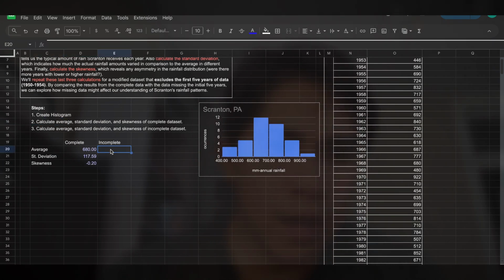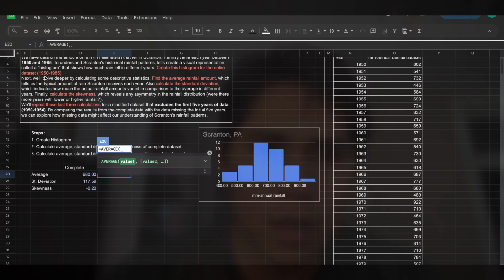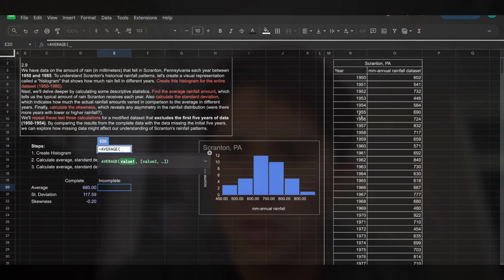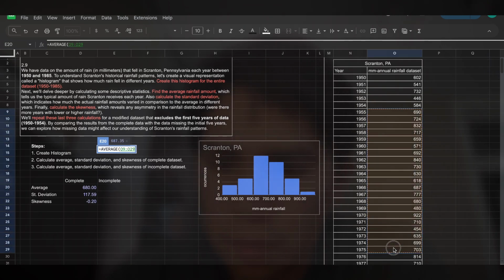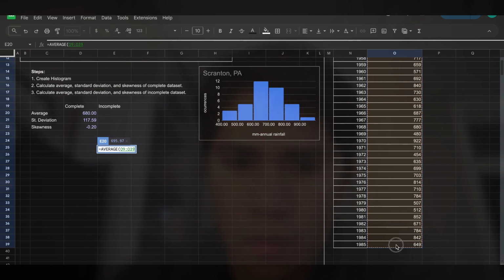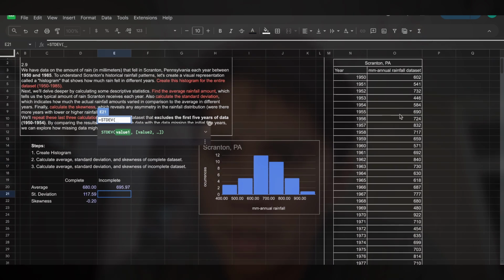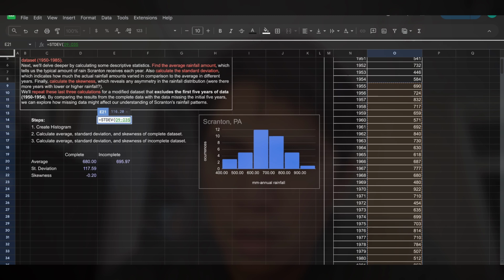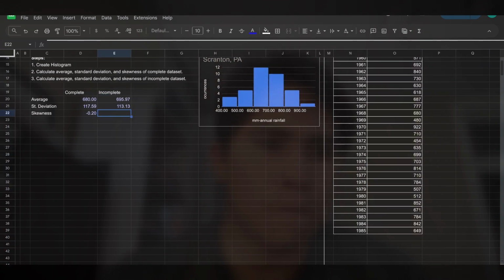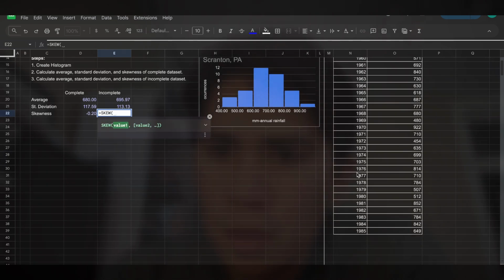Now let's do the same for the last part, the incomplete data set. Average. And this one is gonna be 1950 to 1954, so starting from 1955. Let's do standard deviation, again starting from 1955. And same thing with the skewness.